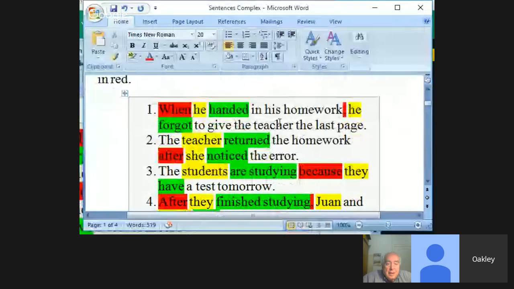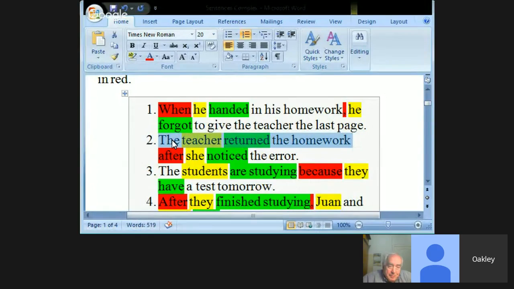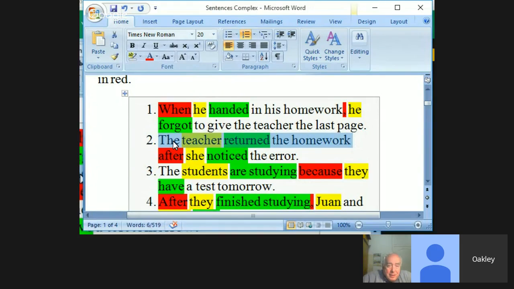Okay. Well, let's look at the example. In example two, the teacher returned the homework could be the main sentence. It seems to be the main sentence. But if I say why, for me, why is very important. That's frankly your problem. That's not an English grammar problem. I don't agree with this kind of division, no?